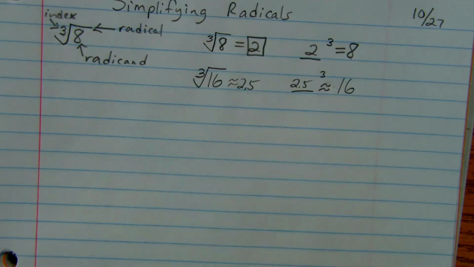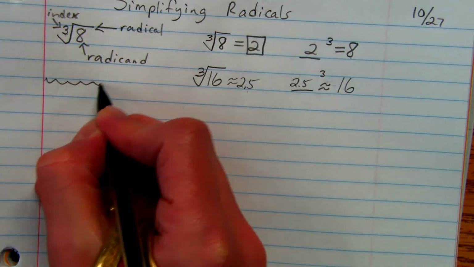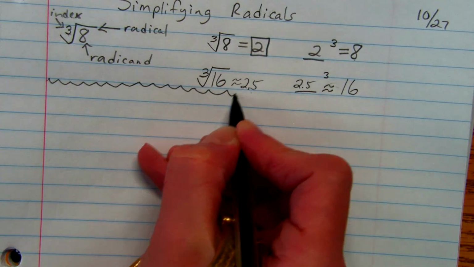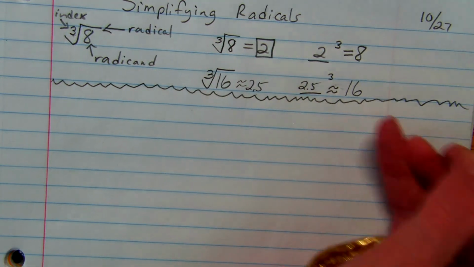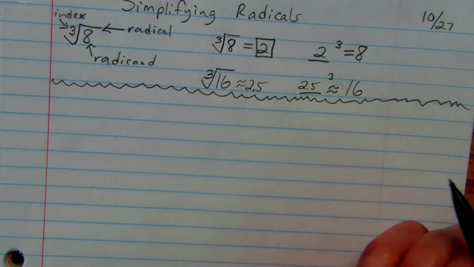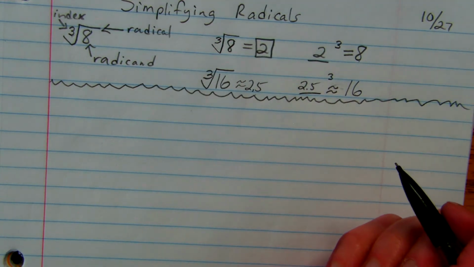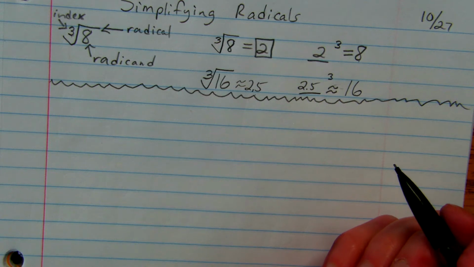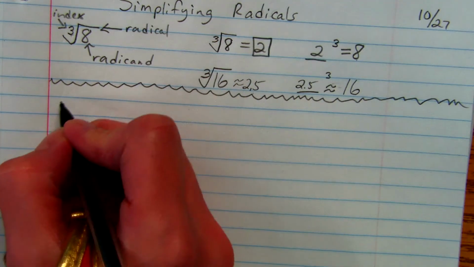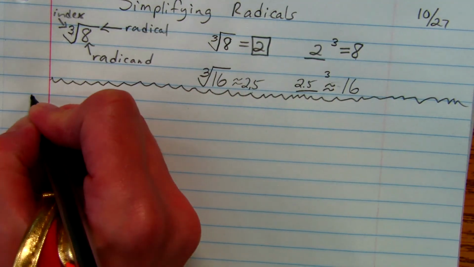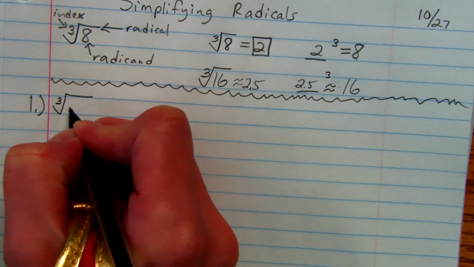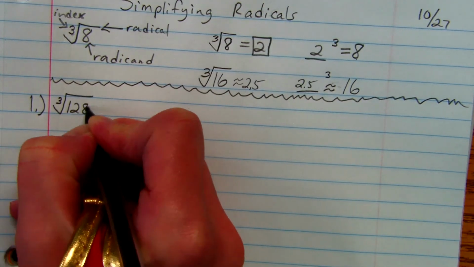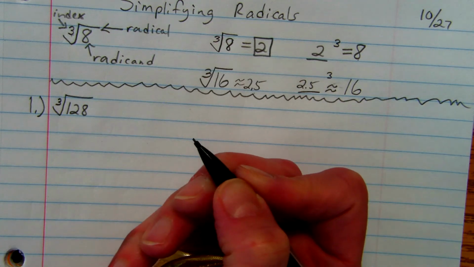So this is sort of your background info, so you can draw a line of some sort to divide that. That's sort of reviewing what we did in the past. Okay, and so what we're going to do now is see how this ties into how we simplified square roots. So I'm going to start with a problem. I'm going to do example number 1. We're going to do the cubed root of 128. And we are going to start just like we would with square roots.